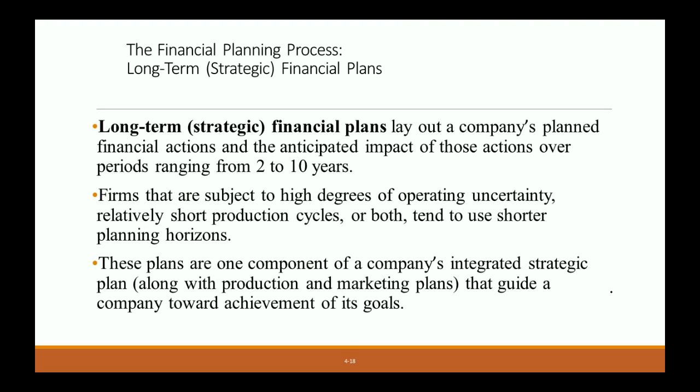Long-term financial plans lay out a company's planned financial actions over a period from 2 to 10 years. The period is so vague because if a firm has large degrees of uncertainty, meaning that they don't know what's going to happen in the future, or if they have short production cycles, then they often use shorter planning horizons because there's so much uncertainty in their business. If a company is in a more stable environment, they're going to use a longer planning horizon.